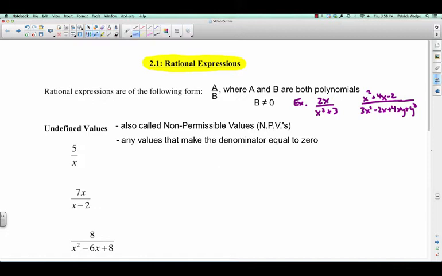So we're going to find the NPVs, or the undefined values, for these expressions. The first one here, 5 divided by x. Pretty simple. What can x not be? Well, the denominator can't be 0, so x cannot be 0. Alright, that was no problem.